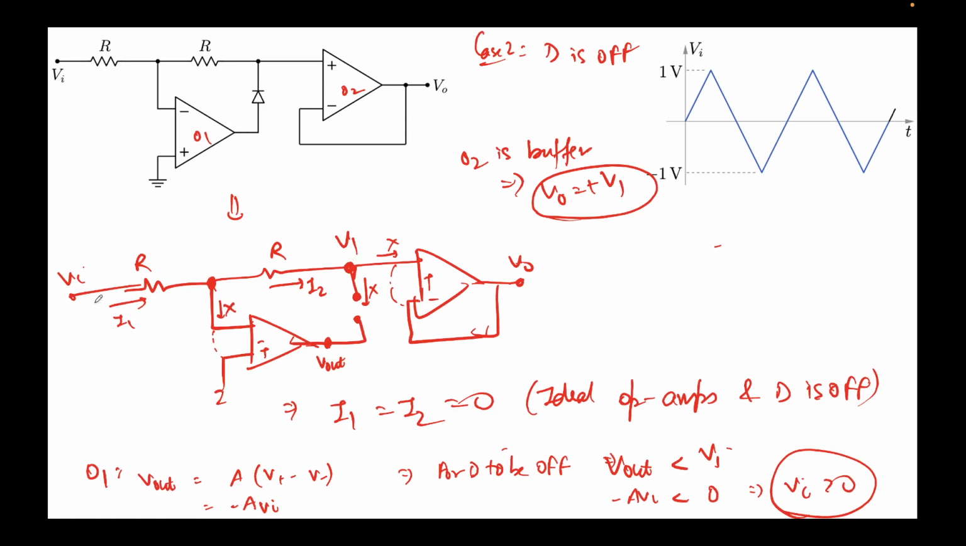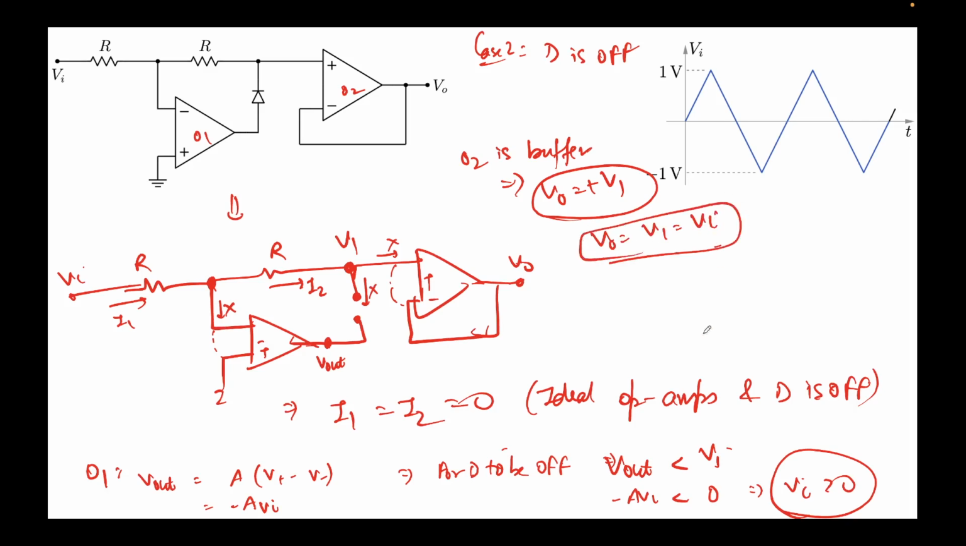What should be the value of V1? Now there's no voltage drop, so this potential is V1 naturally. This potential is V1, so there's no virtual short in this condition. Why? Because this pathway is not complete. So in this case this virtual short will not work, and V0 will come out to be V1, which will come out to be Vi.